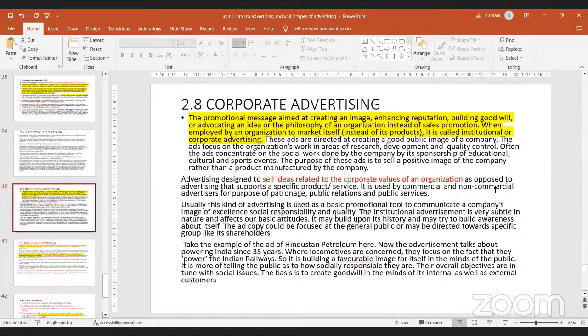So it is more focused on creating a positive public image of a corporate organization, or it can be any other institution. This advertising is designed to sell ideas related to the corporate values of an organization, and most of the time it is done to enhance the image of a company or the reputation of an organization. This corporate advertising is done.